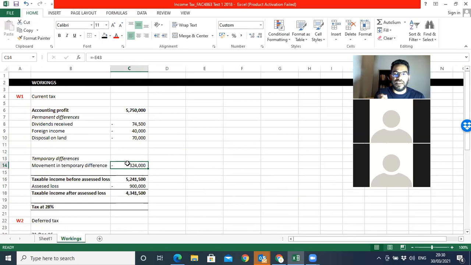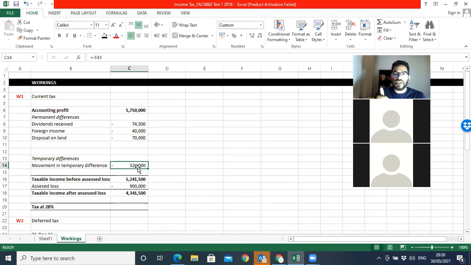What was the mistake that I did? I used the balance as at 31 December 2017. I don't want the balance. I want the movement from 2016 to 2017. That represents the 324. What's important, I brought the movement at 100%, not at 28%. That's the second important thing.